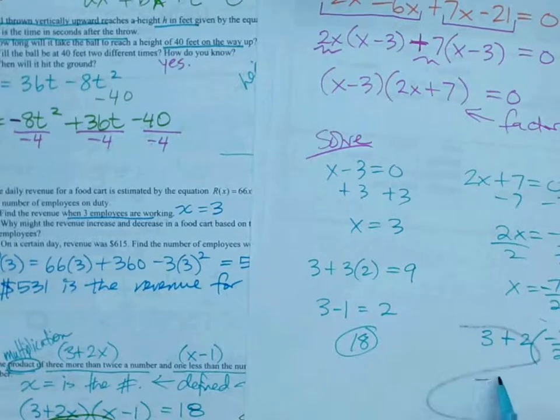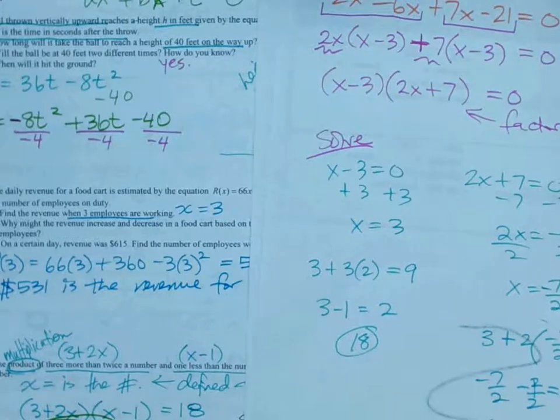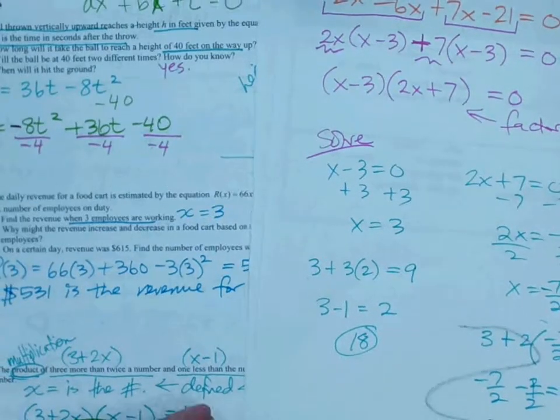And negative 7 halves minus 1 would be? It'd be, this would be 2 over 2, right? Negative 9 halves. If we have negative 9 halves times negative 4, will this equal 18? Oops, I'm off the page.